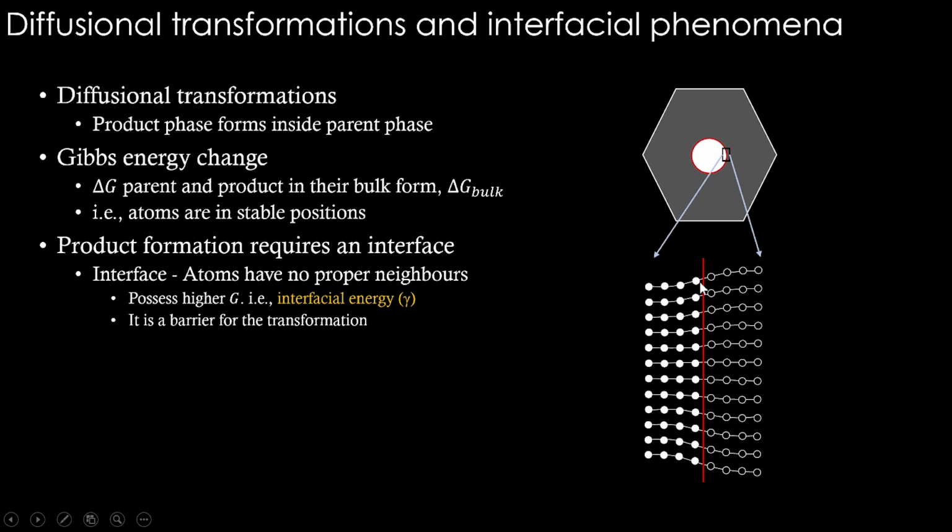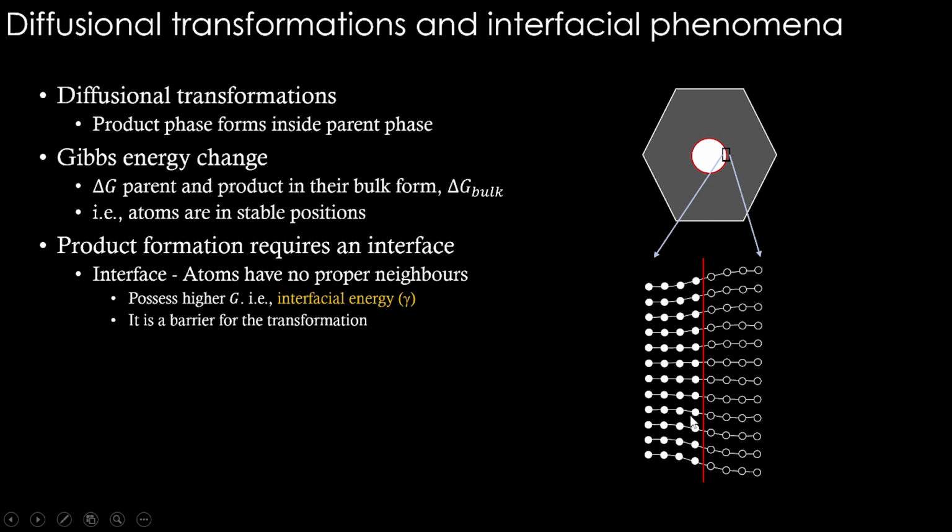It need not have right bonding like this, but if at all they happen to have bonding with the atoms on the other side like this, then we call this coherency. And if this coherency has to be maintained, then the atoms are to be stretched like this. So this stretching causes strains, right? Meaning the atoms are not in their most stable form again.